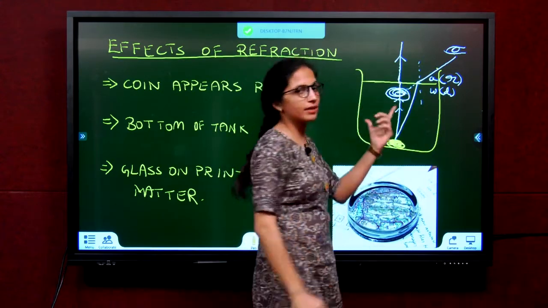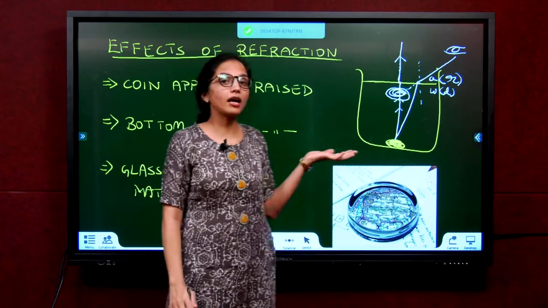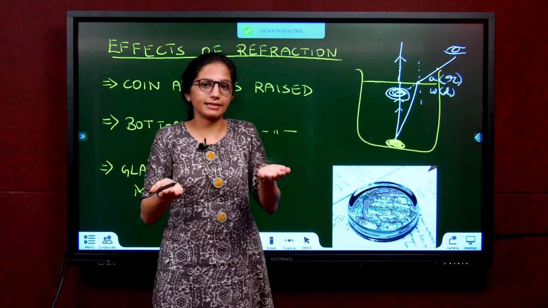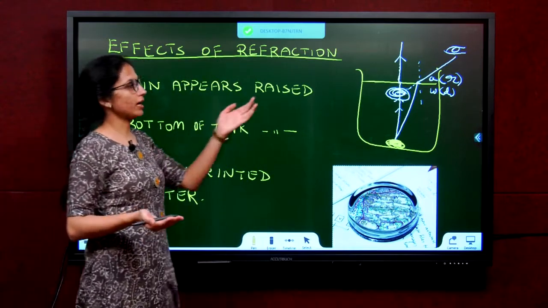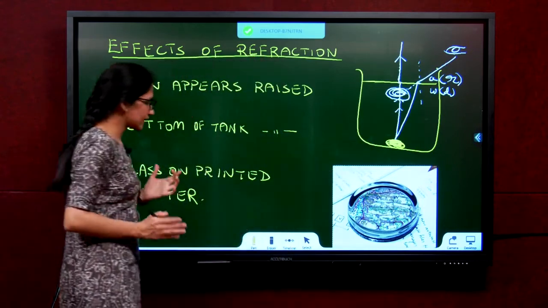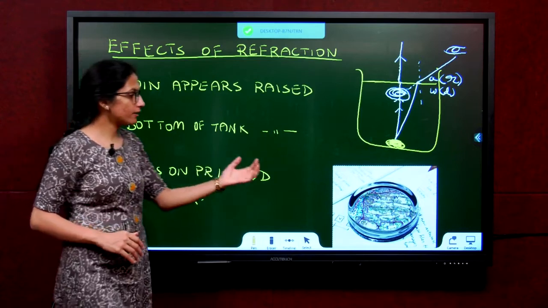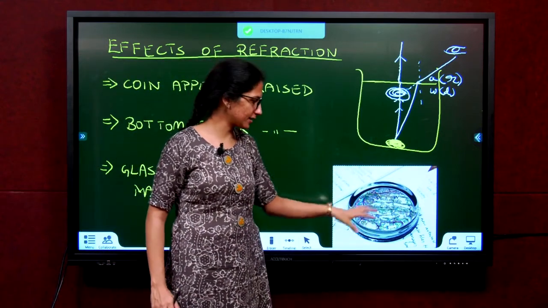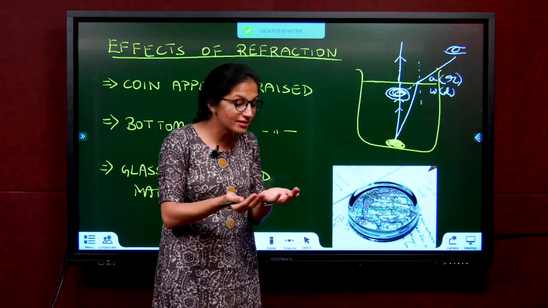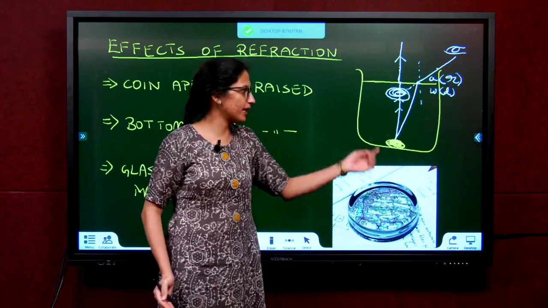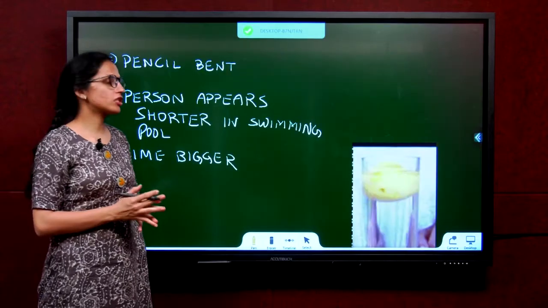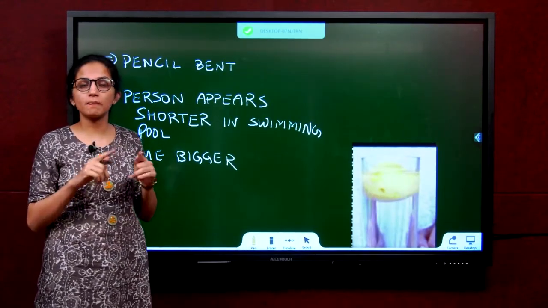The coin appears to be raised. This is the same thing that appears in aquarium tanks where there are stones kept at the bottom, but if you look from the side, you'll feel the stones are raised. The bottom of the tank is raised. Why? Same reason. The same example is also seen when a paperweight is kept on printed letters. Glass is kept on printed letters. If you see through the glass, you'll feel that the letters are floating in the glass. It's there inside the glass. It appears to be raised. Same reason. We look into some more examples. So I started off this topic refraction by showing you the picture in which the pencil was bent.